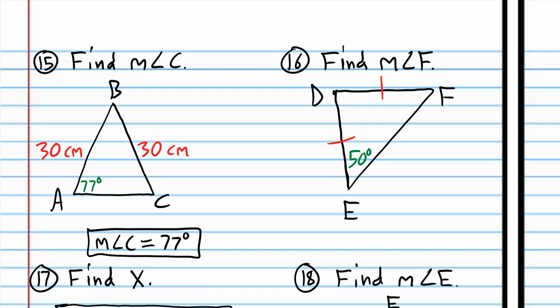Try number 16, and when you come back, we'll do it together. All right, we're back. We know that these two sides are congruent, so it's an isosceles triangle, so we can use the Isosceles Triangle Theorem. And if we know that this angle is 50 degrees, if we know that E is 50 degrees, that means that F must be 50 degrees also. So we can say the measure of angle F is 50 degrees. So if you got that problem right, good job.